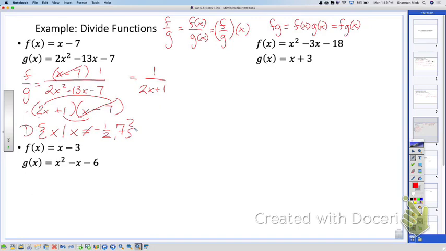See the 2x. We're going to do G over F. Okay, what are we going to have to do with F, guys? Factor. We're going to have to factor, okay? So G is just what? x plus 3.